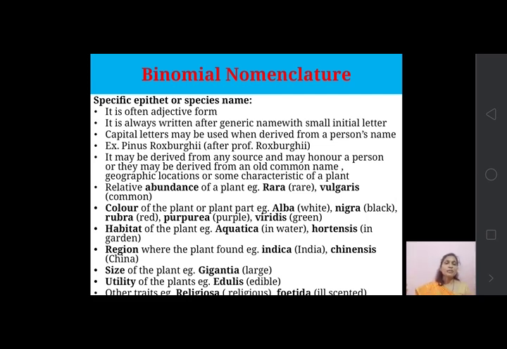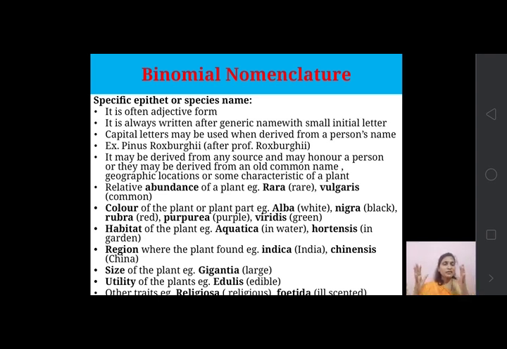Then region also indicates where the plant is found. For example, if the species name is indica, then it is found in India. Then chinensis, it is found in China. Americana, it is found in America. All these are country names, and if the species has a country's name, then it indicates in which region or which country that plant is found. Then size of the plant: when it is mentioned gigantea, then it means it is a large tree.